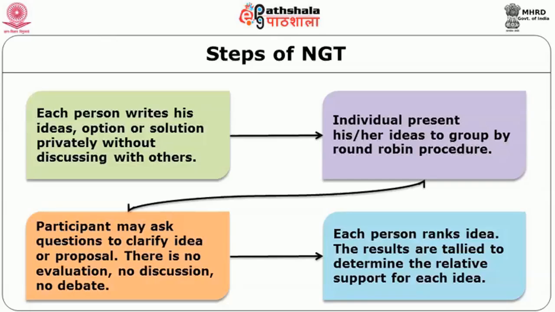Now in this round robin procedure, the ideas written by one member will be circulated, and the other member will also add his ideas. Like this, the ideas will be taken from the whole group. After presentation, participants may ask questions to clarify the ideas, but there is no evaluation, no discussion and no debate on the ideas provided by the members.